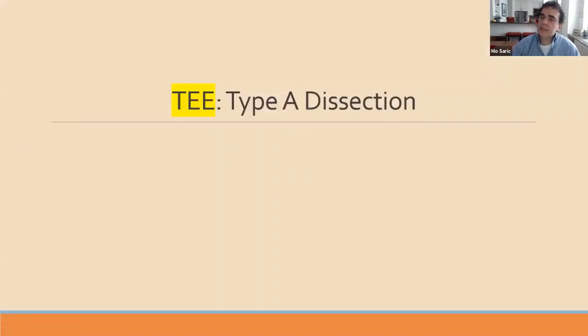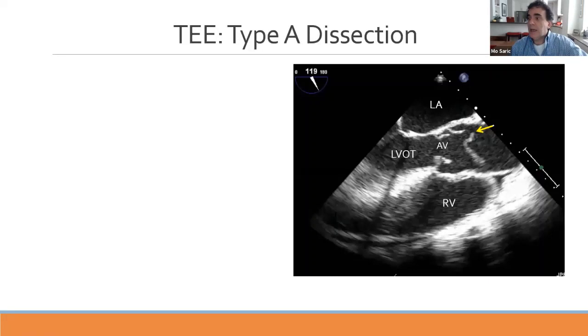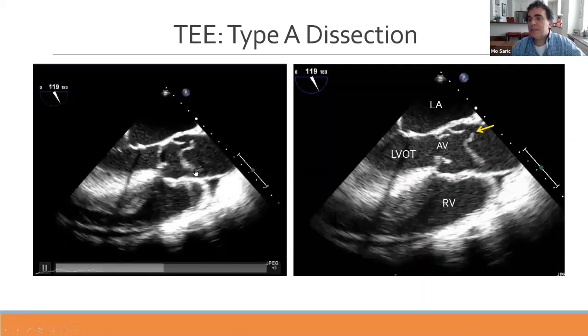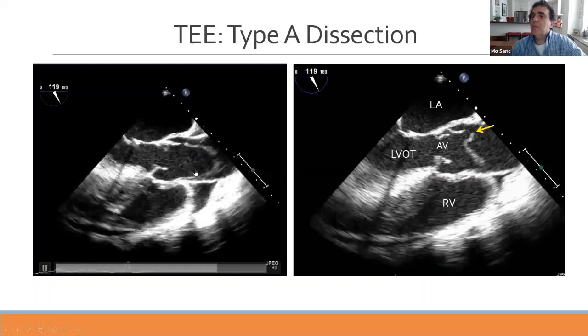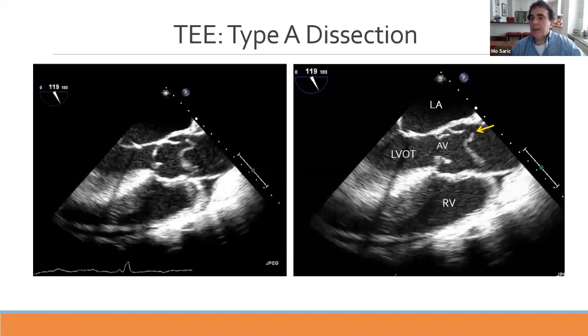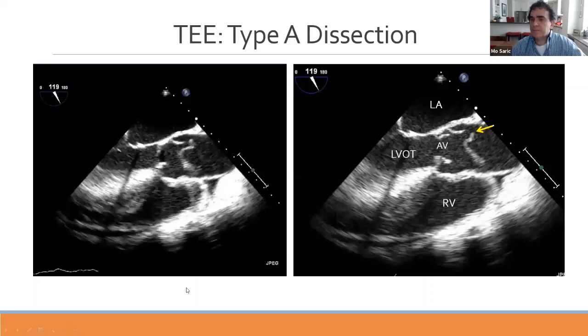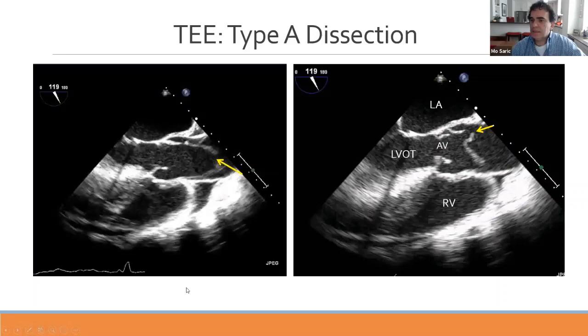How about TEE? What do we see on a type A dissection on TEE? Here, again, we will look for an independently mobile, undulating echo density in the proximal aorta, indicative of a dissection flap separating true from the false lumen. Again, please notice this independently mobile, undulating echo density representing the dissection flap. Again, the arrow points to the dissection flap.